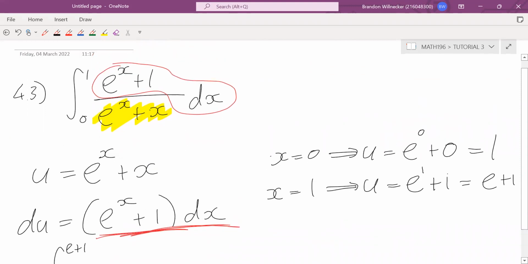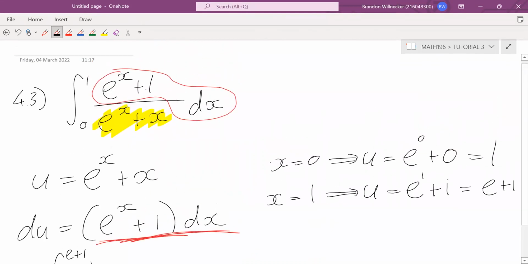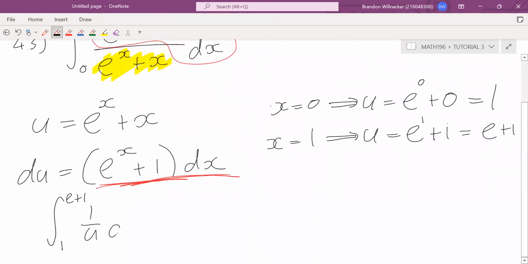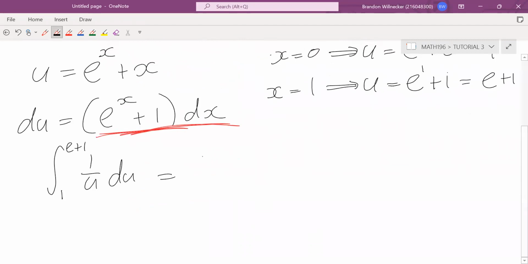Next, 1 over e to the x plus x. Remember, e to the x plus x, that's going to be u. And e to the x plus 1 dx, that's circled in red. All of that is just du. So we just write du. Now this is much easier than what we had before. So let's do this now.